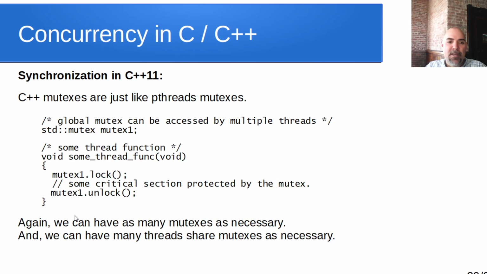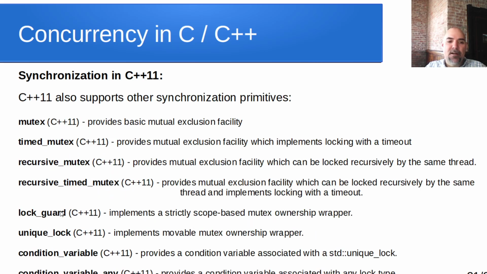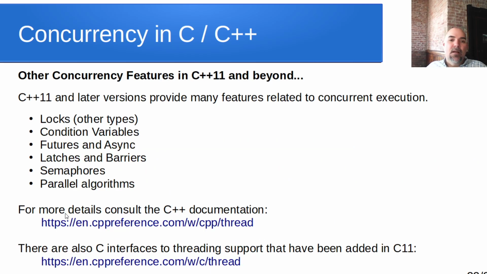Unlike what we had to do back here, where we explicitly locked and unlocked it, we can make a lock guard, put the code inside of that scope section of that lock guard, and that would release automatically, like a with block in Python.